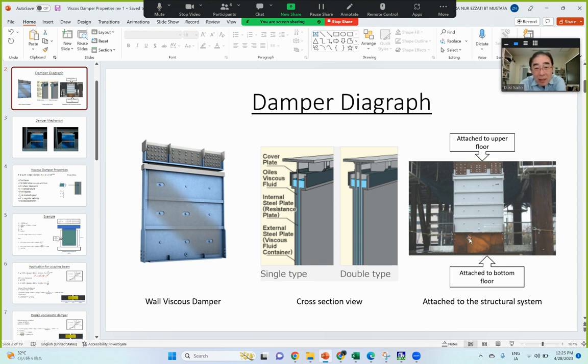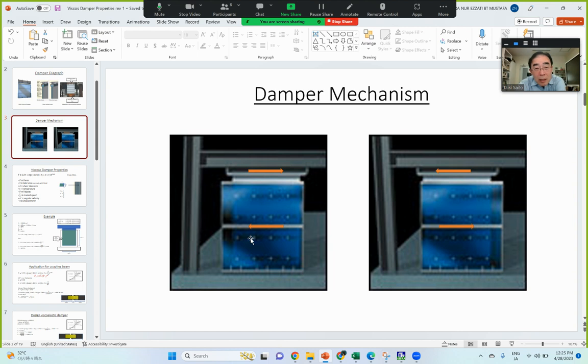Okay. And the third picture is how they install it in the structure. This one is attached to the top floor, and this bottom one is attached to the floor. And then how the damper mechanism works: basically, when the earthquake attacks the building, the bottom wall will go to the left and the top one will go to the left, and that is how they dissipate energy.